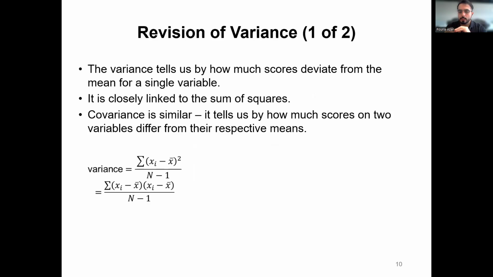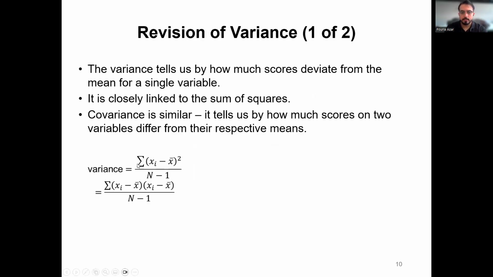If we want to measure the relationship between these two variables, to see if there is any correlation between adverts watched and the packet spout, we need to do covariance or correlation analysis. First, this is a revision of variance. Remember from the first module, we talked about variance. Variance tells us how much scores deviate from the mean for a single variable, and it is closely linked to the sum of squares.